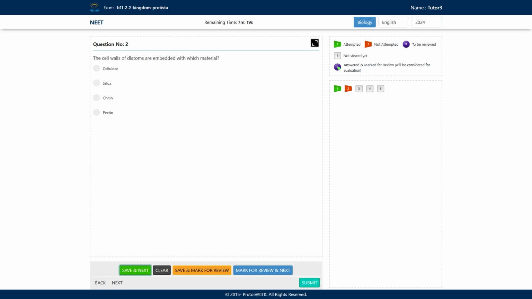Okay, so what are the options? The cell wall of diatoms is made up of cellulose, silica, chitin, or pectin. Okay, so diatoms form diatomaceous earth. Here the correct answer will be option B, silica. So the cell wall of the diatoms contains silica.